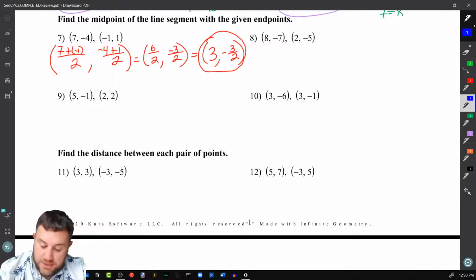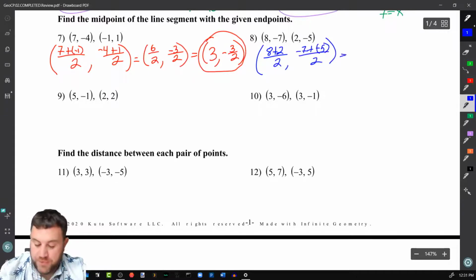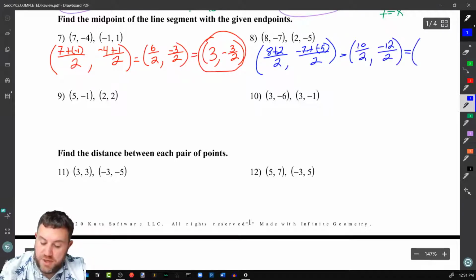For number 8, we'll start with 8 plus 2 over 2, and we've got negative 7 plus negative 5 over 2. 8 plus 2 is 10. Negative 7 plus negative 5 is negative 12. Both of those can reduce. 10 over 2 is 5. Negative 12 over 2 is negative 6.